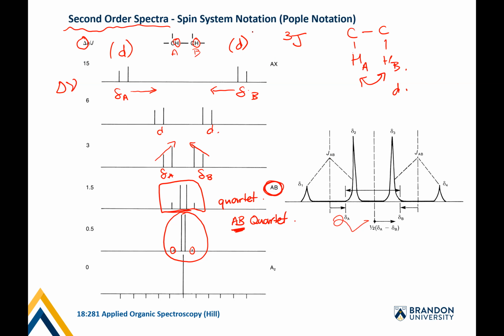Where we started way up at the top, where the chemical shifts were really far apart, like here and here, we assign them letters in the alphabet that are really, really far apart. So AX, because A is, I don't know why it's not Z, it's X. A is far from X, so those two chemical shifts are really far apart. A is close to B, so you end up with this AB quartet, because you get this quartet structure because of this second order spectra, and it's AB quartet.